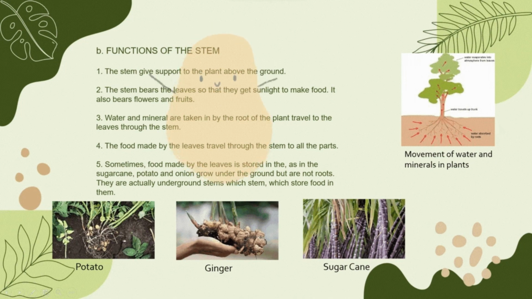5. Sometimes, food made by the leaves is stored in the stem, as in the sugarcane. Potato and onion grow under the ground but are not roots. They are actually underground stems which store food in them.